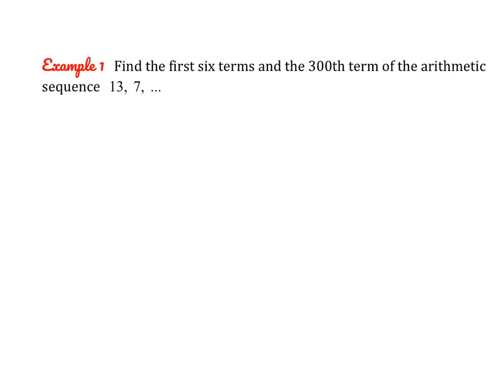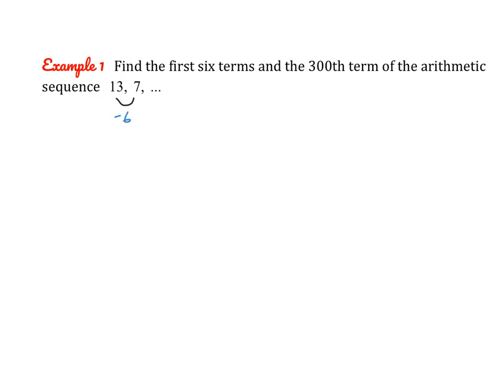Okay, let's give this first one a try together. It says find the first 6 terms and the 300th term of the arithmetic sequence 13, 7, and so forth. We can see that it states that it's arithmetic, which means we're going to be adding or subtracting the same thing each time. And we can see here that the common difference is -6.